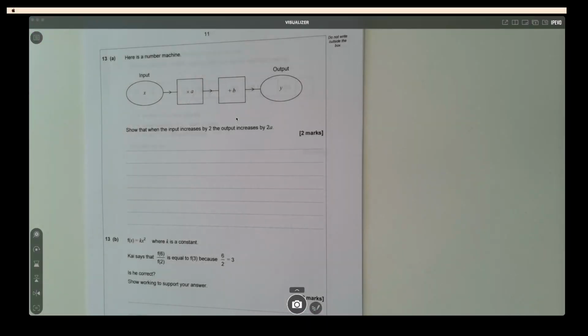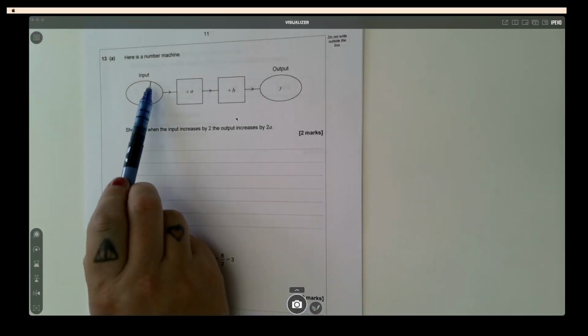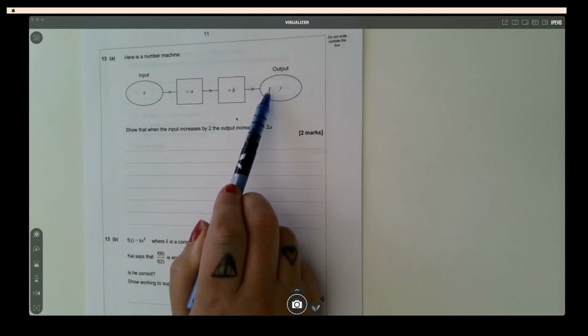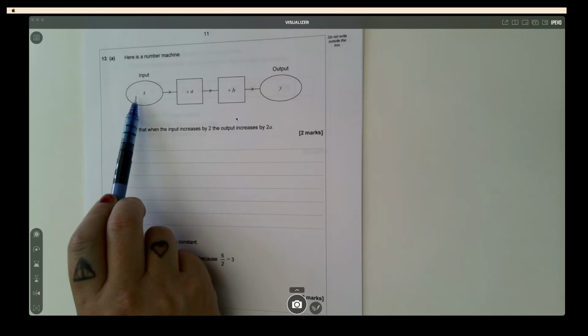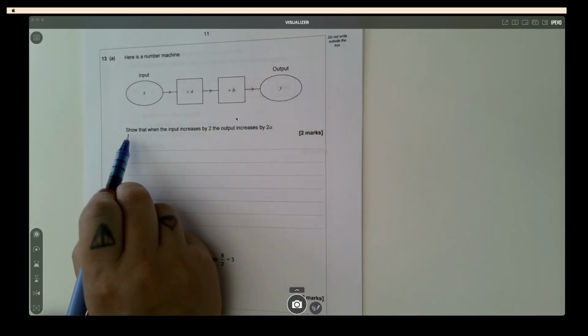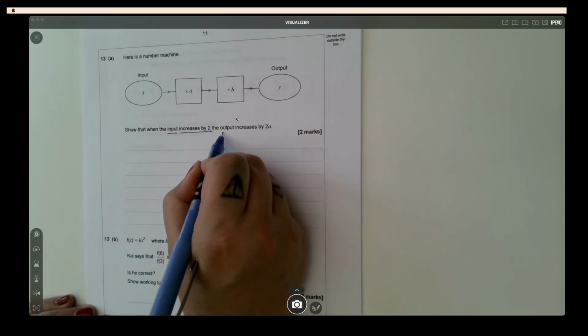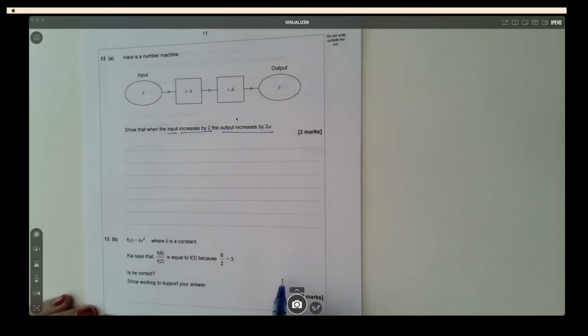Question 13A. Here is a number machine. So we have an input, some operations that we apply to that input, and then the output. So the solution that we would get when we follow through the machine. Show that when the input increases by 2, the output increases by 2a.